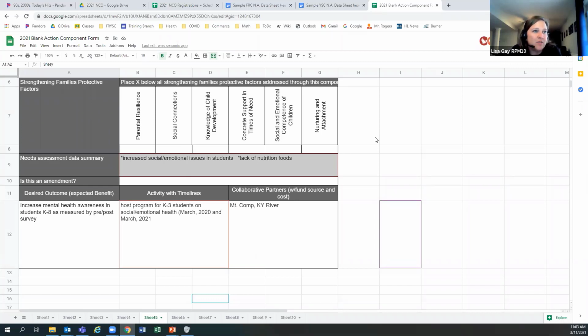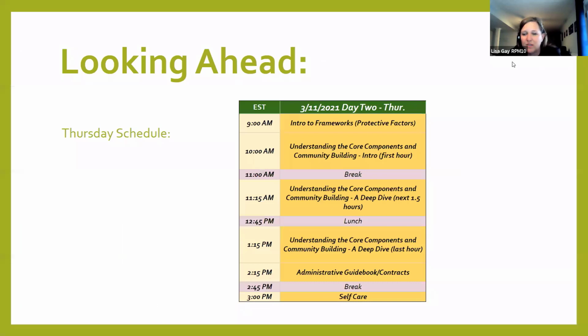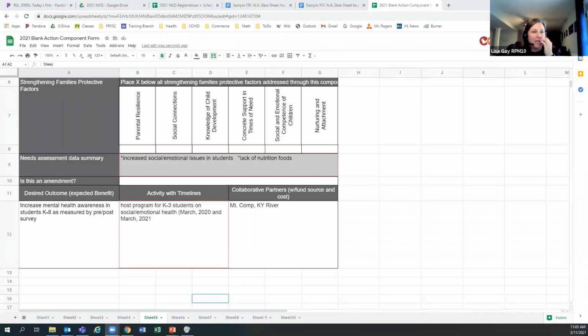So our first activity we thought would be to host a program for K through 3 students on social emotional health. And since we just threw March out there because we thought that was Mental Health Month, we were going to highlight it March 2020 and March 2021 since we run on a 2-year grant cycle. And then our collaborative partners, what was suggested from the coordinators, were the mental health professionals that are in their school. So Mountain Comp and Kentucky River. Super. Well, thank you.